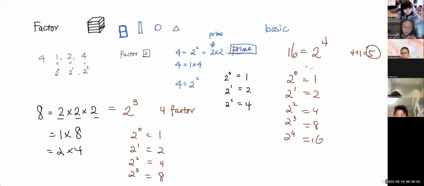Get it? A lot of students ask me why it is 4 plus 1. Where does the 1 come from? It comes from 2 to the power 0. We can choose one 2, two 2s, three 2s, four 2s, or choose no 2 at all. Choosing no 2, which is 2 to the power 0, actually equals 1. So 1 is every number's factor. Okay, I want you to take a note right now.